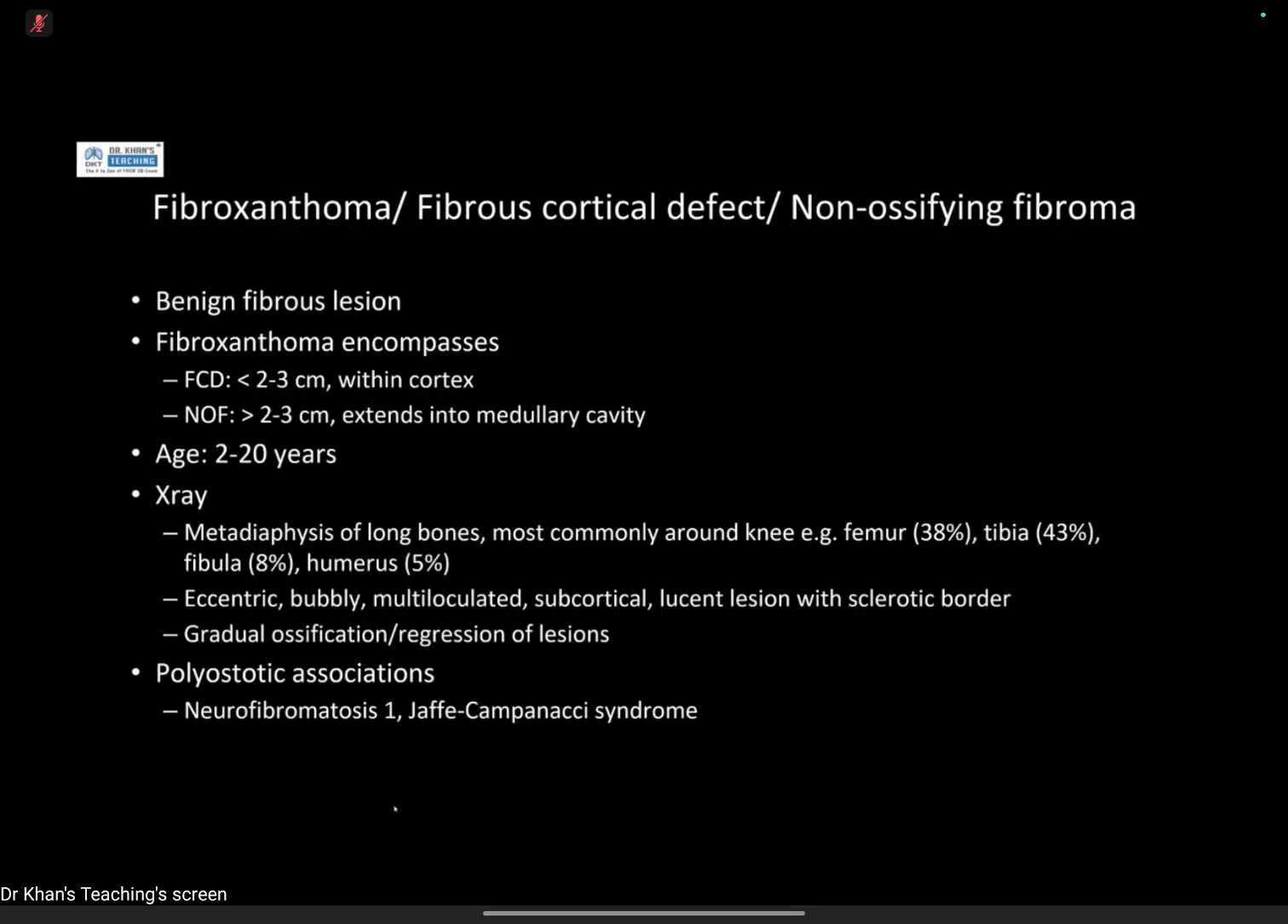They are also known as fibroxanthoma, fibrous cortical defects. They're all on a spectrum of the same process. They're benign fibrous lesions. Really, the differentiator here is how large the lesion is, and that decides what you call it. But a nice example, well described. These can be associated with neurofibromatosis type 1 and Jaffe-Campanacci syndrome. So just have that in the back of your mind when you see multiple non-ossifying fibromas.